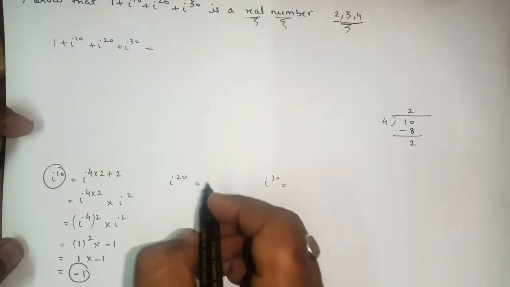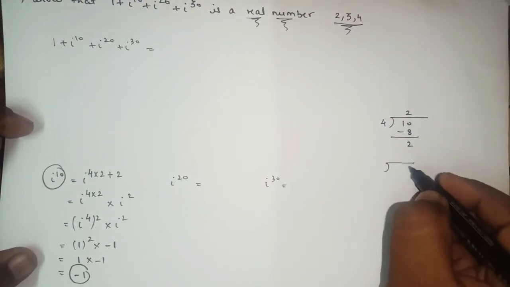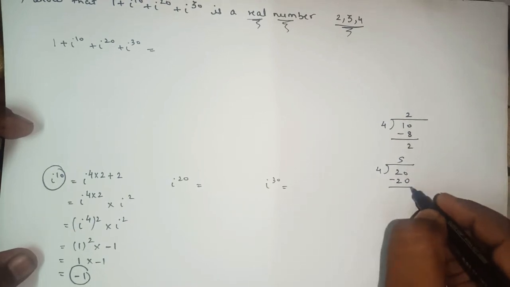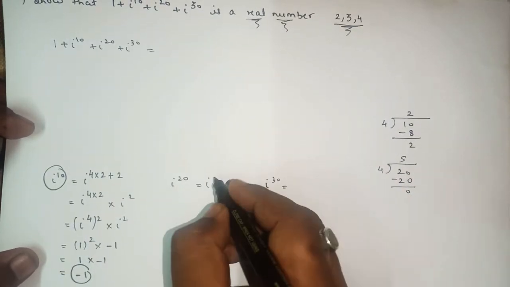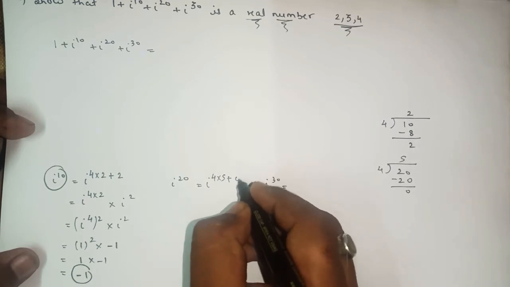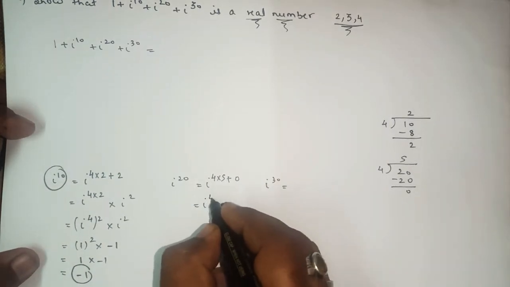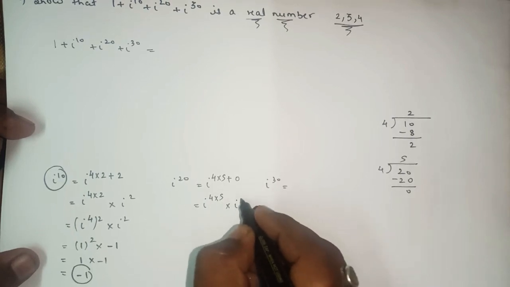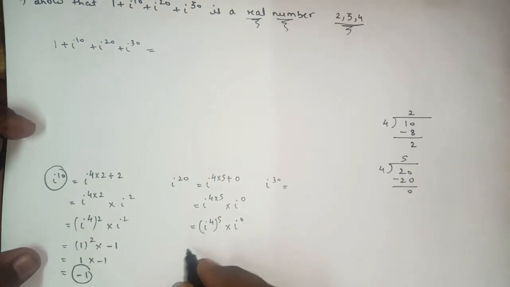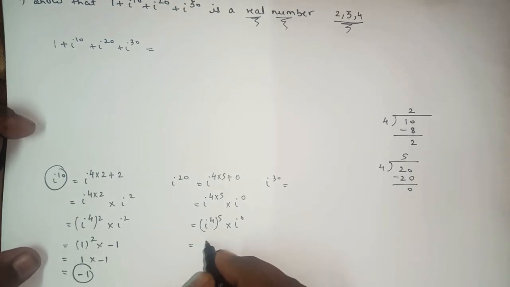Yes or no? So let's see for i raised to 20. 4 fives are 20. So this we can write as i raised to 4 into 5 plus 0. So i raised to 4 into 5 into i raised to 0. So further this we can write as i raised to 4 the whole raised to 5 into i raised to 0. i raised to 4, we know that it is 1.